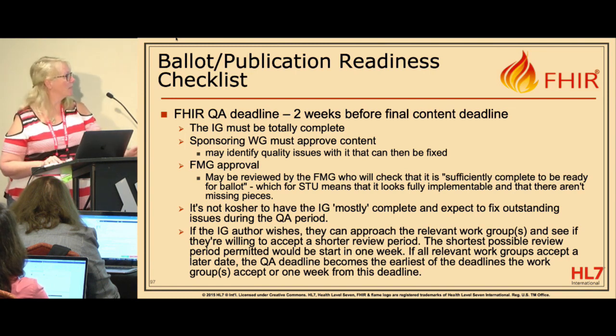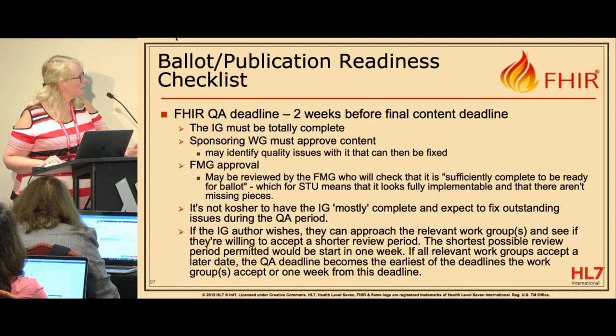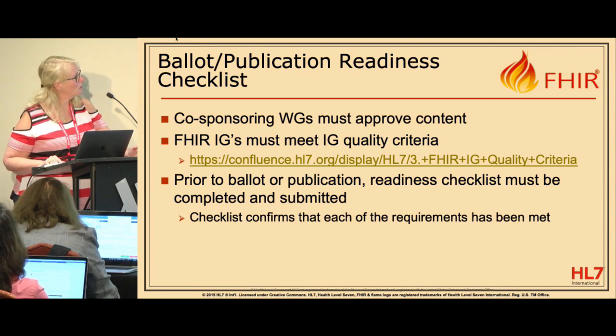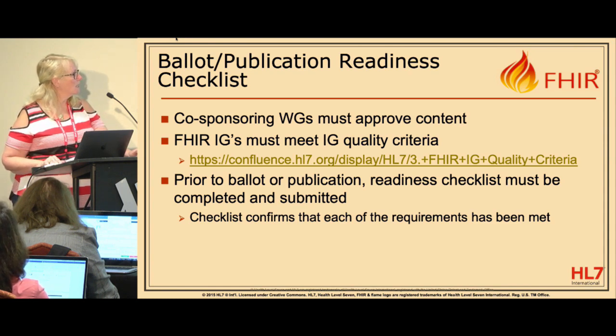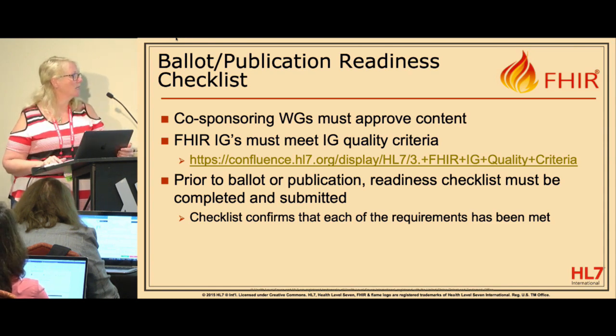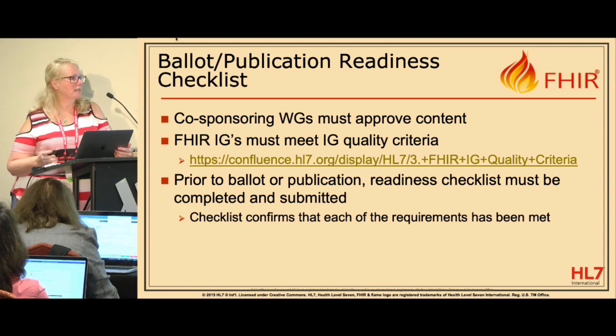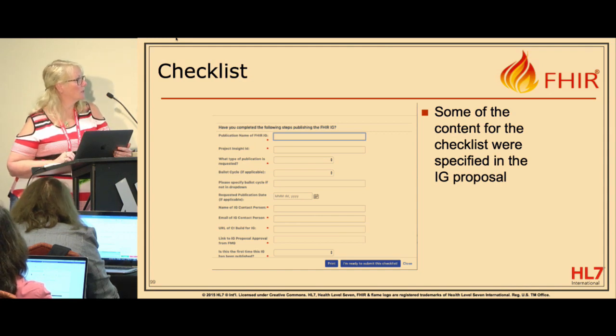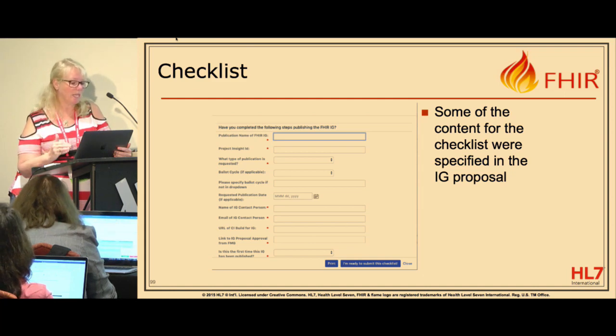Okay, I've talked about these QA deadlines. I'm not going to go through them again. I think I've walked through most of it. There is a Confluence page on the QA criteria. A readiness checklist has been created. This is kind of what it looks like, and you can go out to the Confluence page and look at it. There's a Confluence page that you have to fill in if you're going to go to ballot.